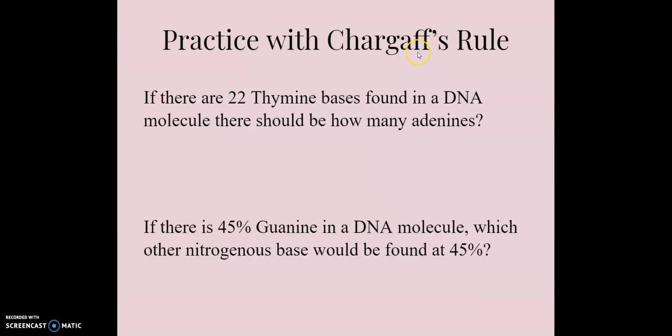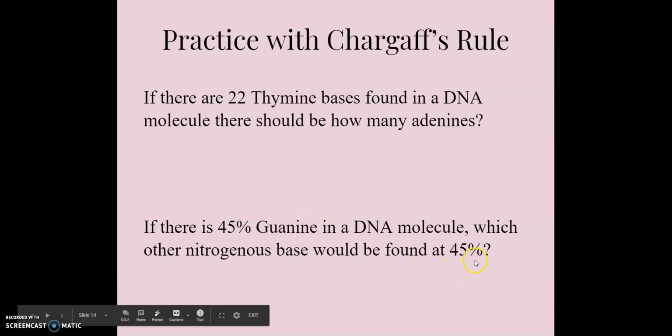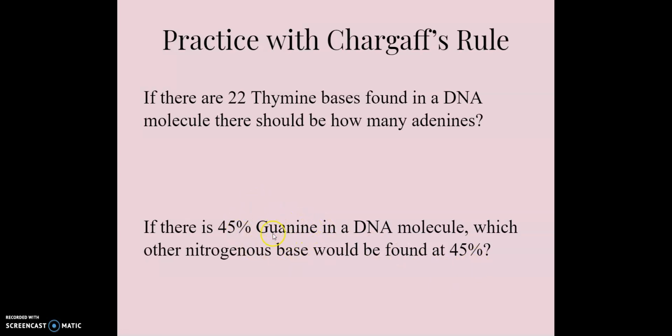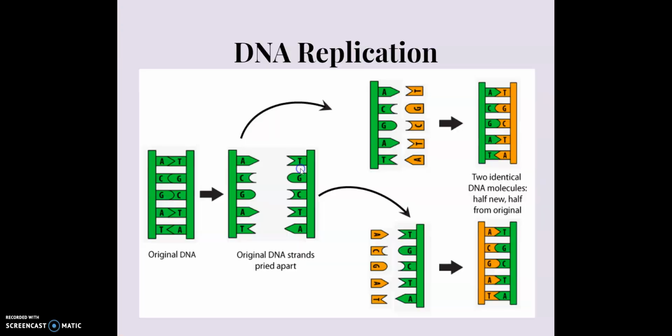So let's practice. If there are 22 thymine bases found in DNA, how many adenines should there be? Well, since thymine pairs with adenine, there should be 22 adenines because they are partners. If there are 45% guanine in a DNA molecule, what other nitrogenous base would be found at 45%? Well, what pairs with guanine? The cytosine. So you would see 45% cytosine there.